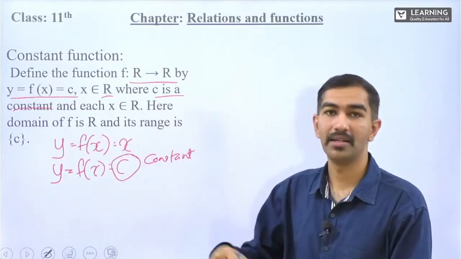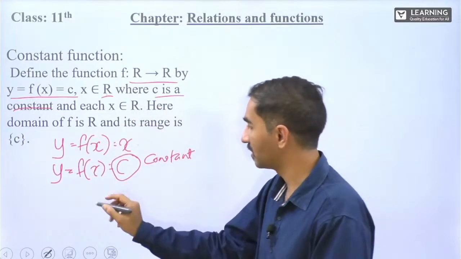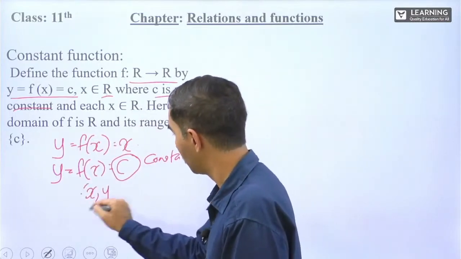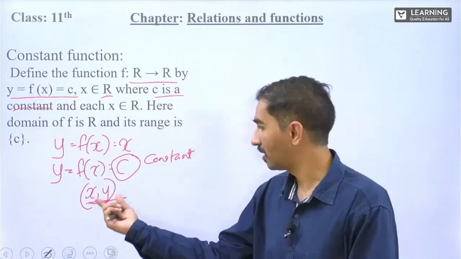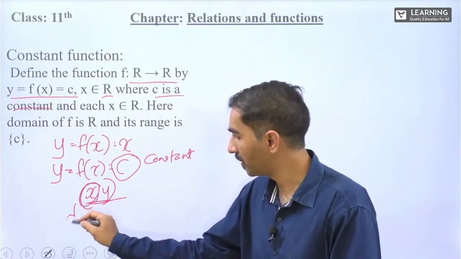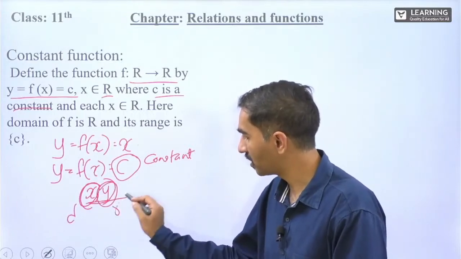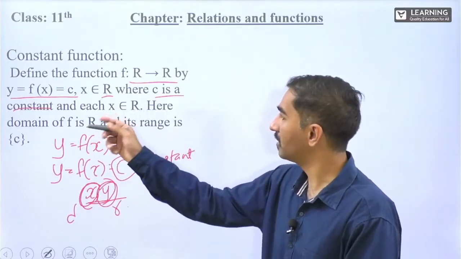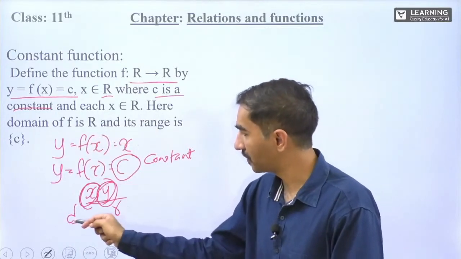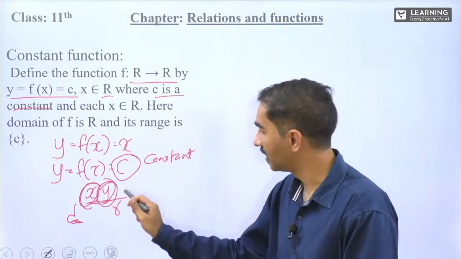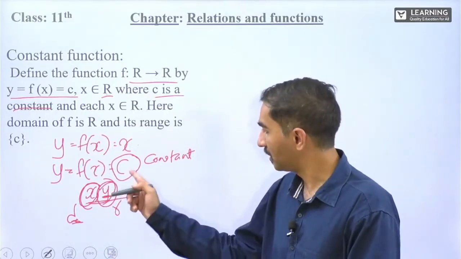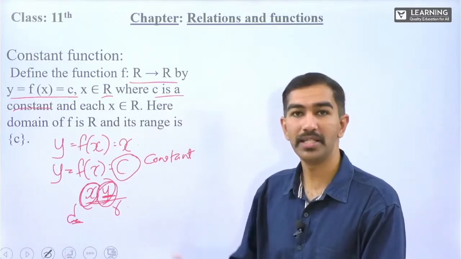What is range again? Domain and range. So x comma y, right? This is how we represent relations and functions: ordered pairs, a set of ordered pairs. The first element always represents what? Domain. The second element always represents what? Range. So what is the domain here? Here the domain of f is R, that is the set of real numbers, and the range is c. So this is getting fixed. It will be c, whatever c we have. So we'll see its graph now.